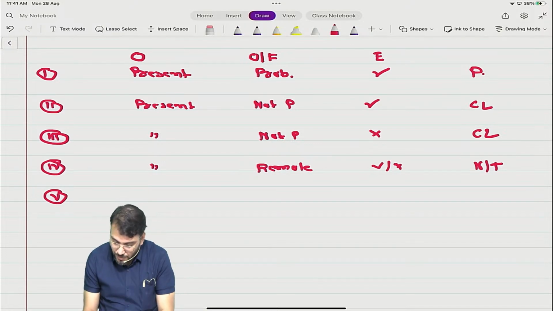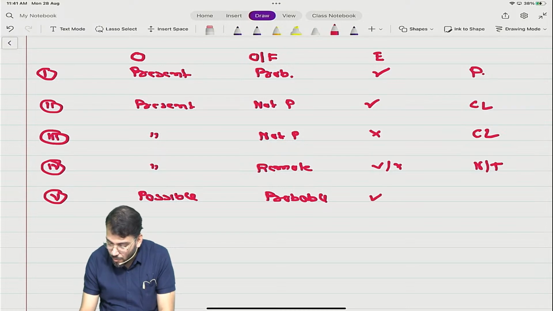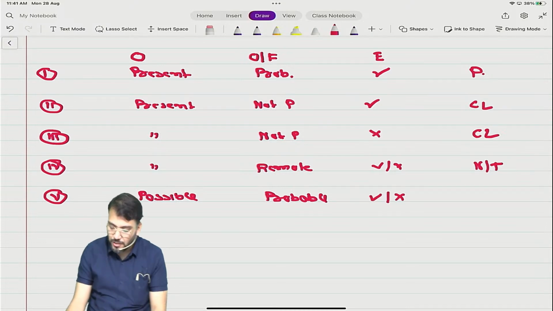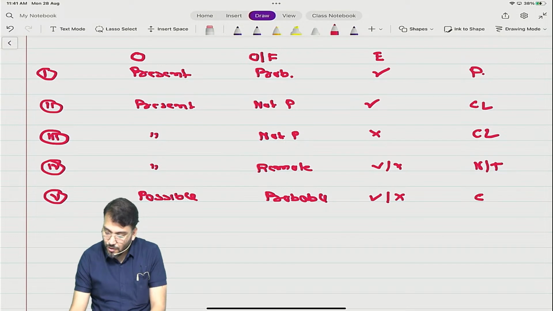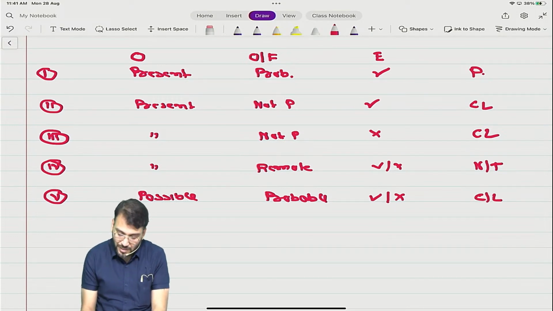Point number 5. Now it becomes a possible obligation, probable, and either the amount can be estimated or not estimated. Tell me what? Contingent liability. I think now everyone has said contingent liability. Very good.